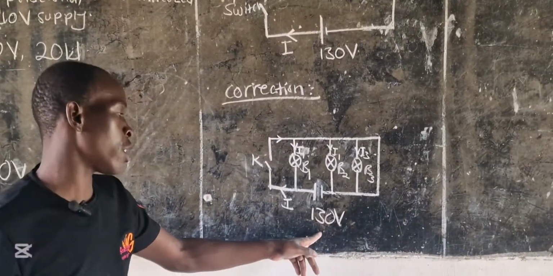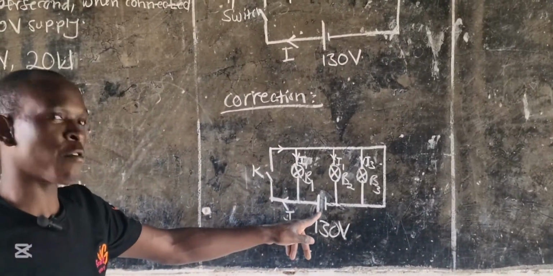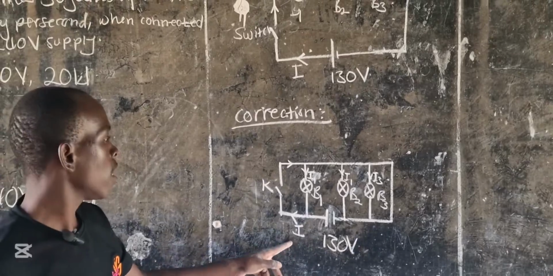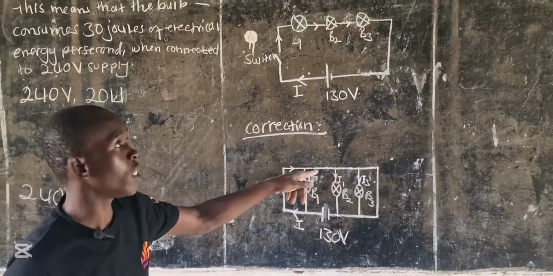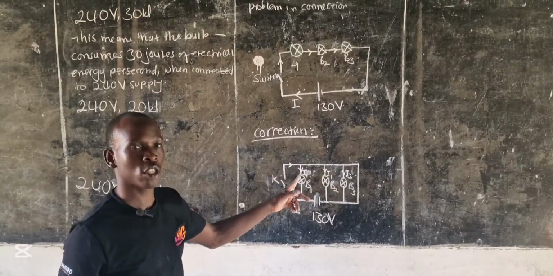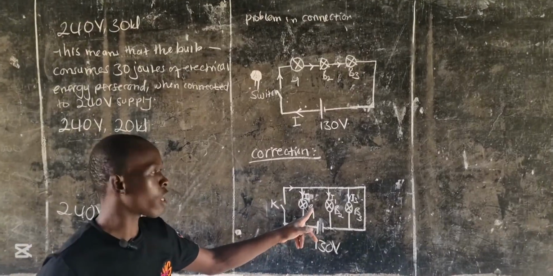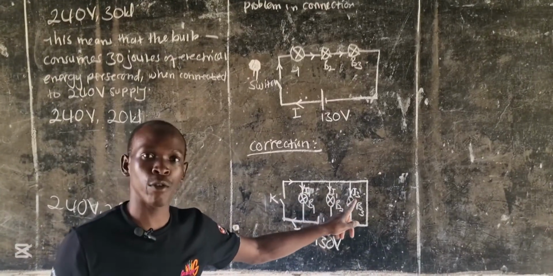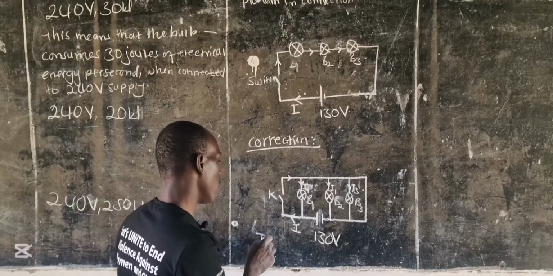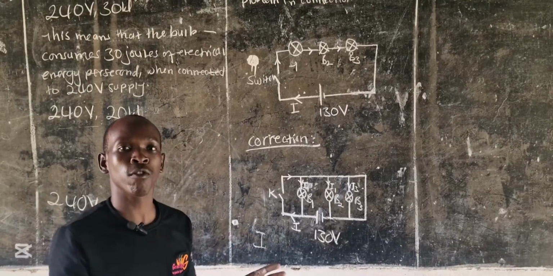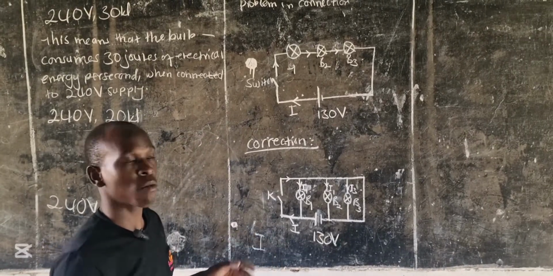This is the main voltage supply. From the main supply, it is current. Now, as it goes on, it's going to divide itself into portions. So current 1 will go here, current 2 go here, current 3 will go here. So this current I will now divide itself into different currents such that each bulb gets.